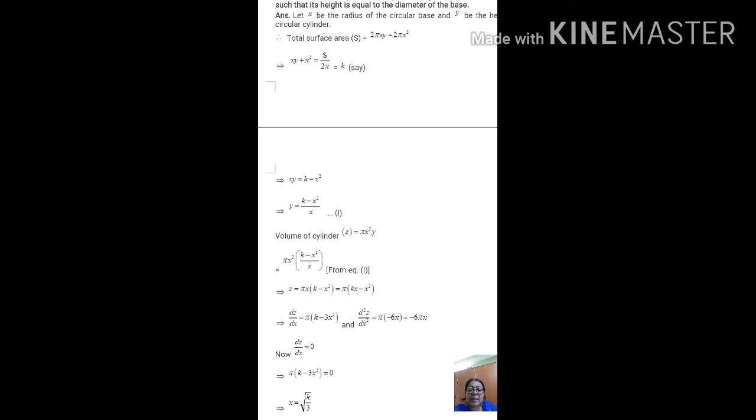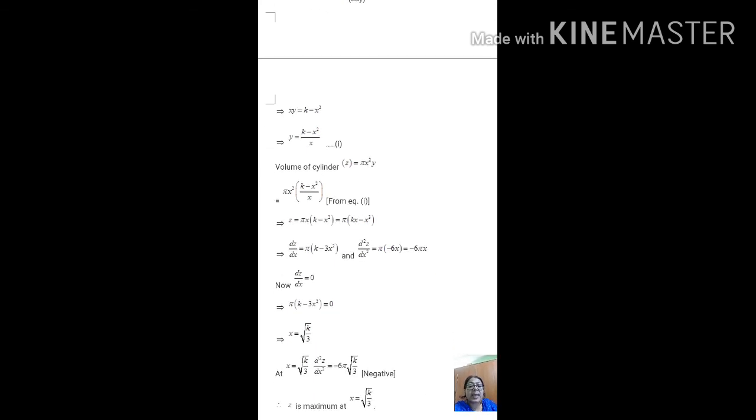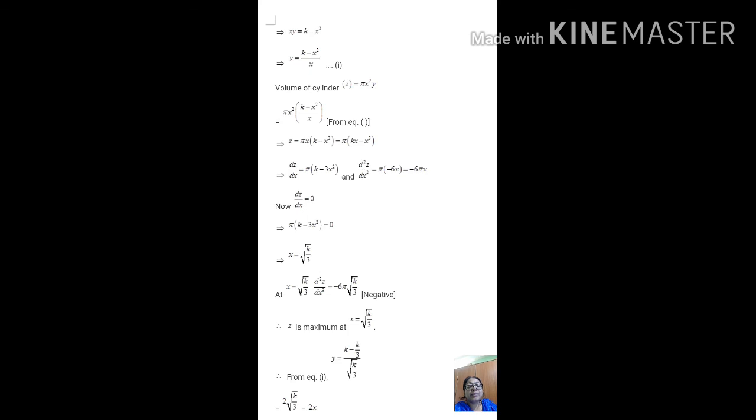So from here by the second order derivative test we have to get dZ/dx, then d square Z/dx square, and we have to find dZ/dx equal to 0. We are getting x equal to under root k by 3. By putting this x equal to root k by 3, d square Z/dx square is coming negative. So Z is maximum if x is equal to root over k by 3.